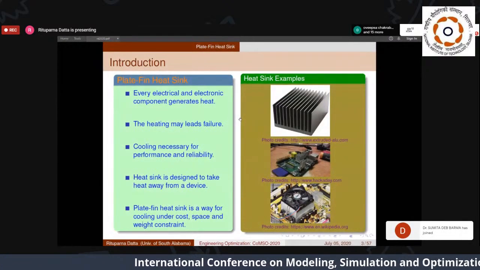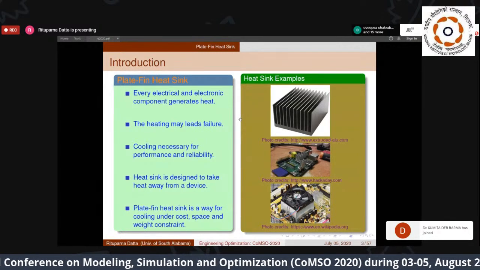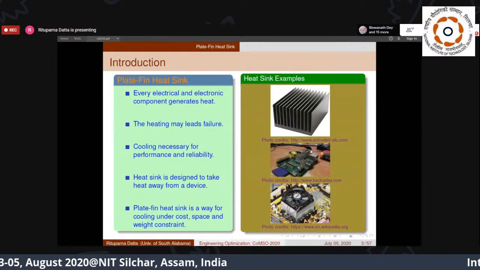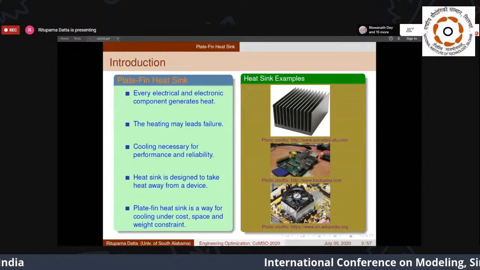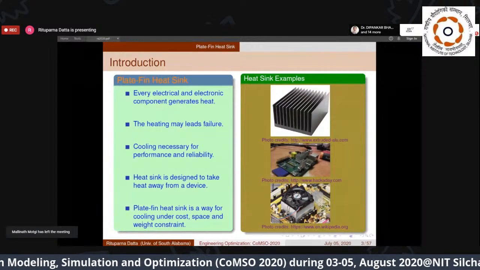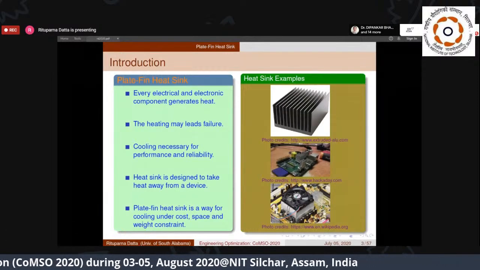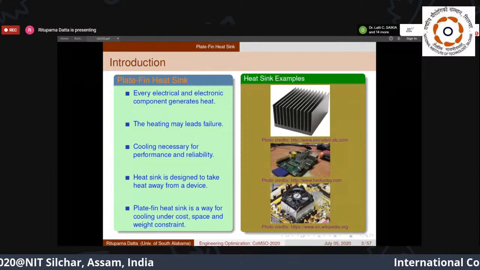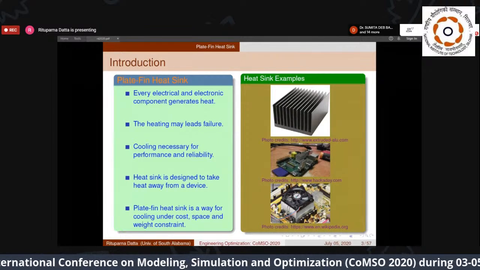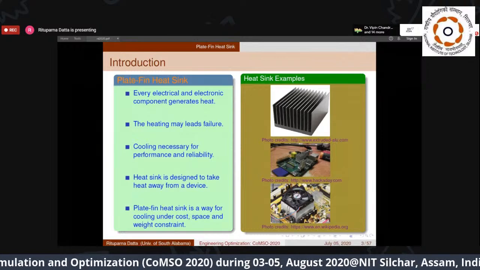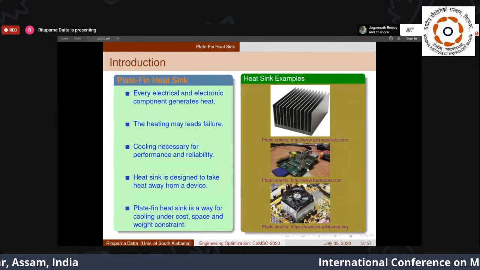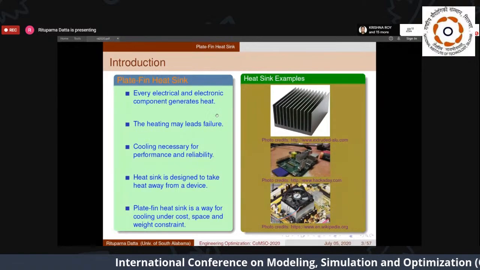Okay, so my first application is the design of a plate fin heat sink, as you see on the right side of the figure. This is very common to us. In every electrical and electronic device, heat is generated when it's plugged into electricity. This heat can damage the whole device or part of the device, because the more we run it, the more heat gets generated. So there should be some mechanism to throw the heat out, and for that a plate fin heat sink is used.